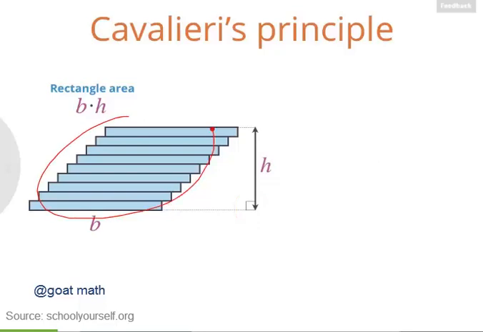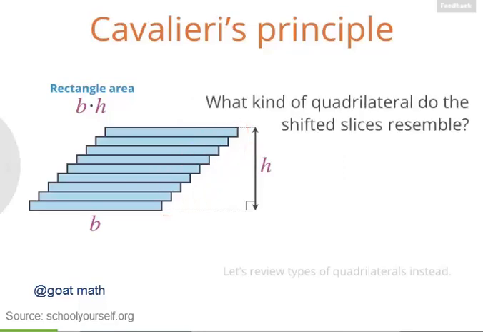Now the area of this new shape is still the same as the area of the rectangle, because we didn't change the size of any of these slices. This shape is not a quadrilateral since it has way more than 4 sides. But if you squint your eyes a little, what kind of quadrilateral does this shape kind of look like?